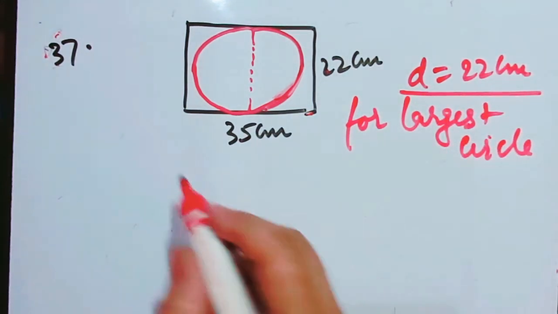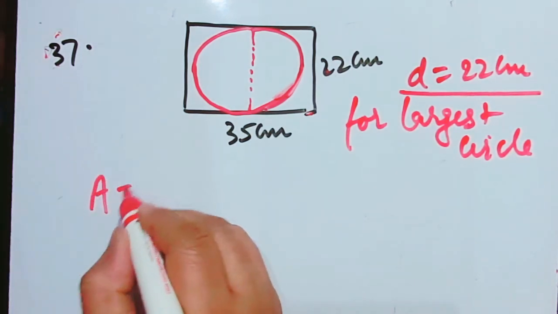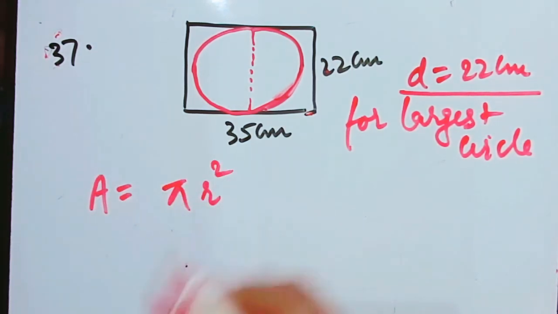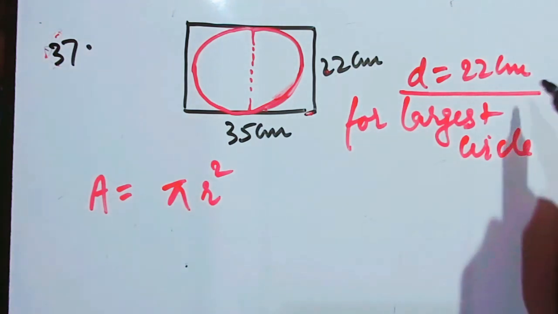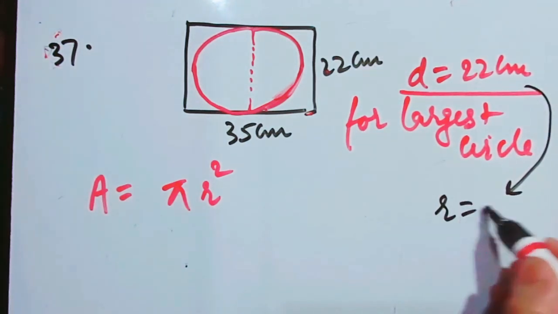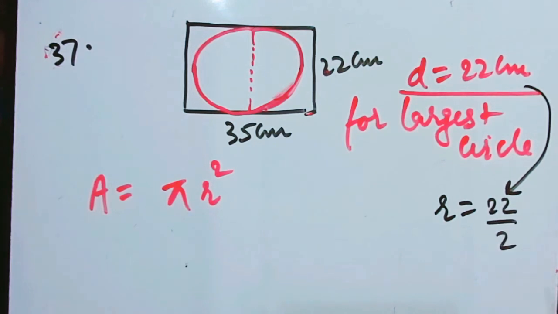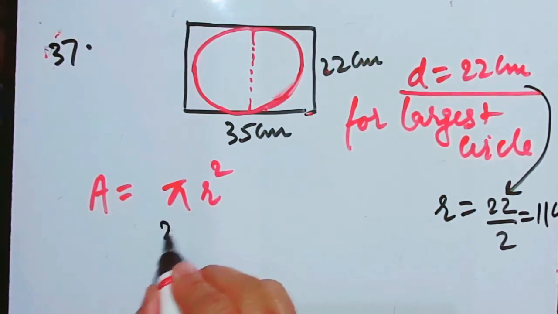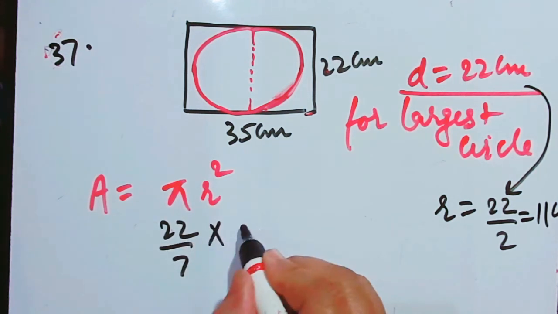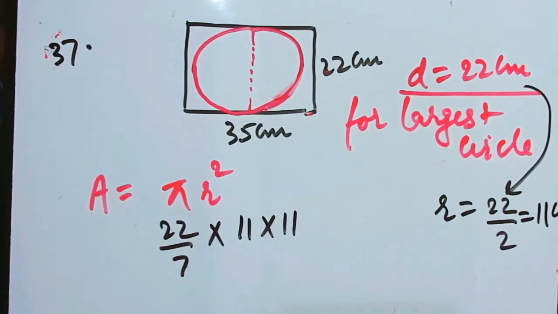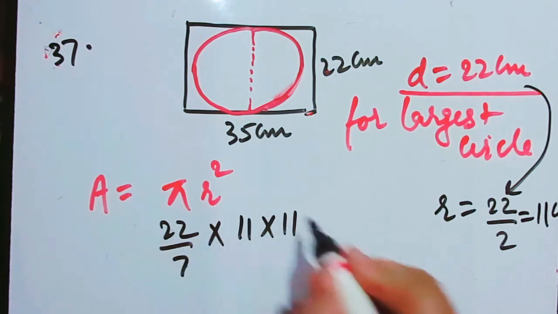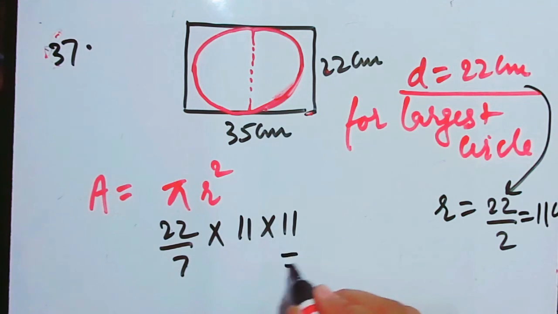So now of course you can find out the area. Area is equal to pi r square. When d is equal to 22 centimeter, your radius will be equal to 22 by 2, which is 11 centimeter. Means 22 by 7 multiplied by 11 into 11, isn't it? 11 into 11.